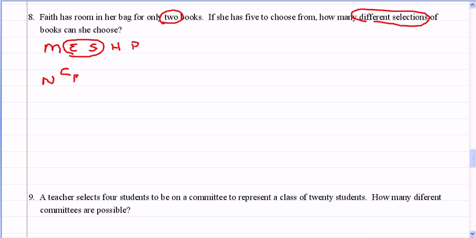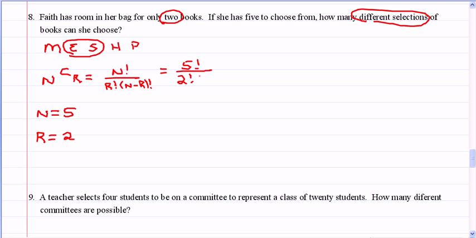So nCr is equal to n factorial over r factorial, and then n minus r factorial. And our n is how many books she has to choose from, which is 5. Our r is how many books she's taking, which is only 2. So plugging these numbers in the formula, we have 5 factorial over 2 factorial, and then if we subtract 5 and 2, we get 3 factorial. So this looks the same as problem 7.